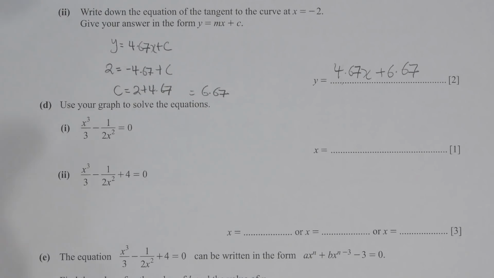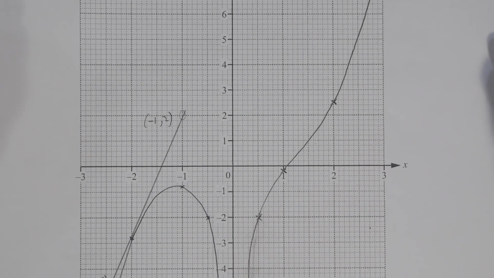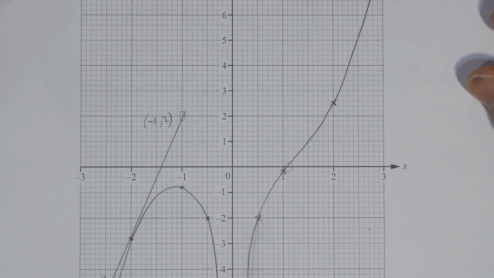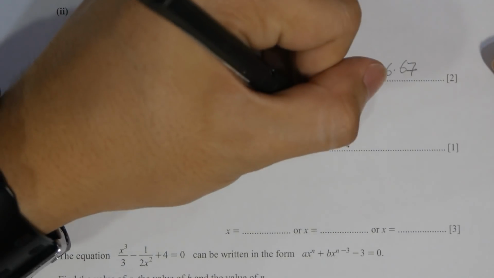For part D, solve this equation. Simply take when y equals 0, what's the result of x? In our case, it is actually 1.1.